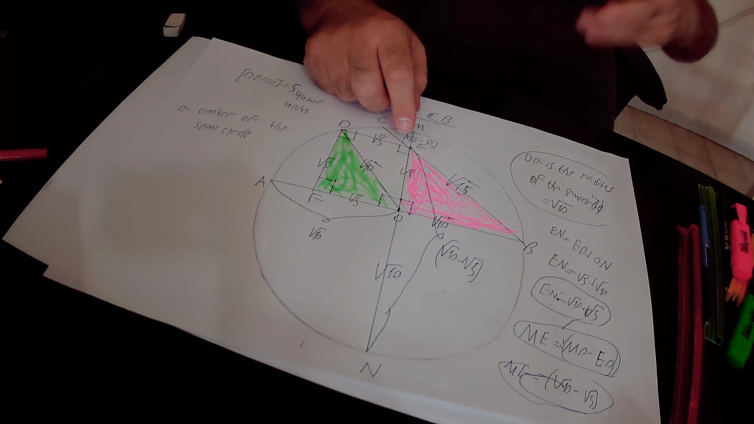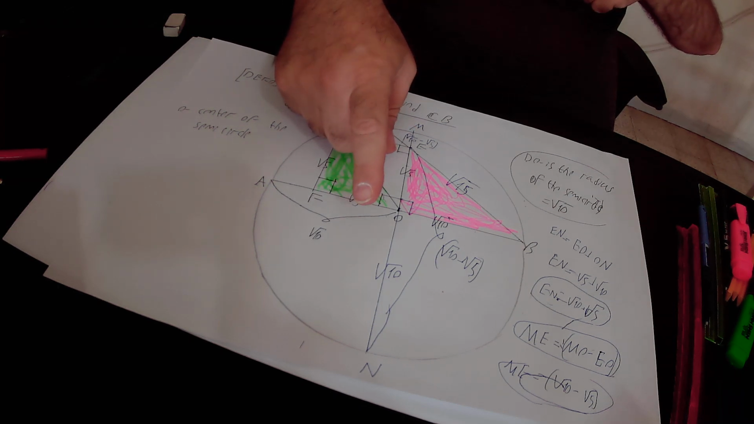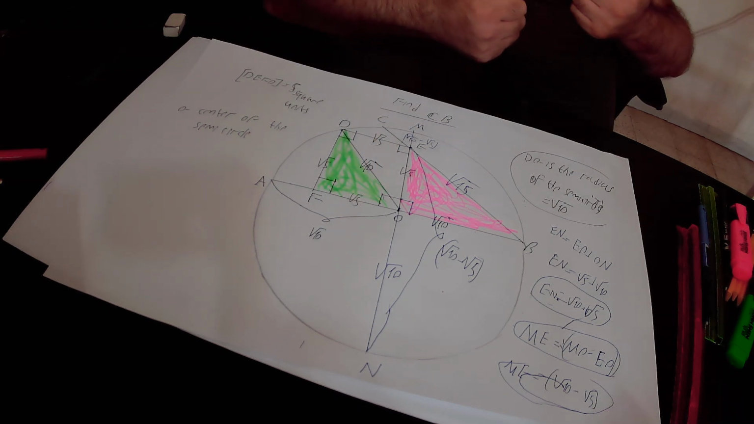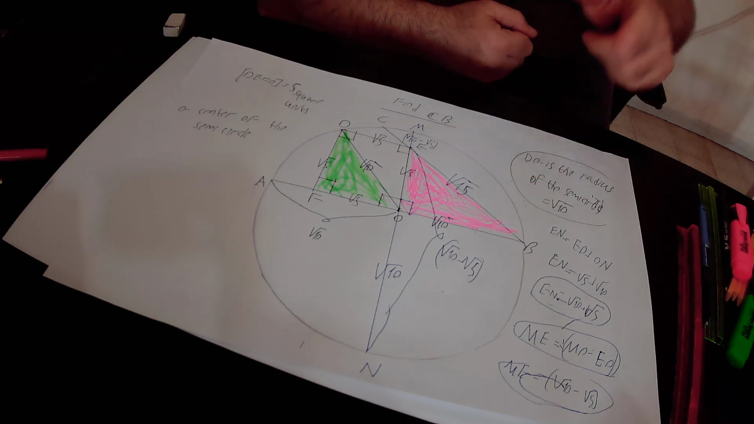So ME equals the square root of 10 units plus square root of 5 units. EN equals the square root of 10 plus square root of 5, and finally EB equals the square root of 15.